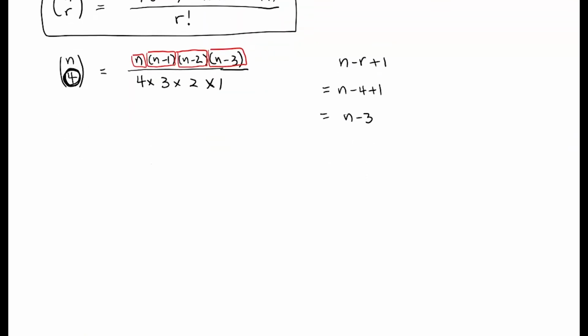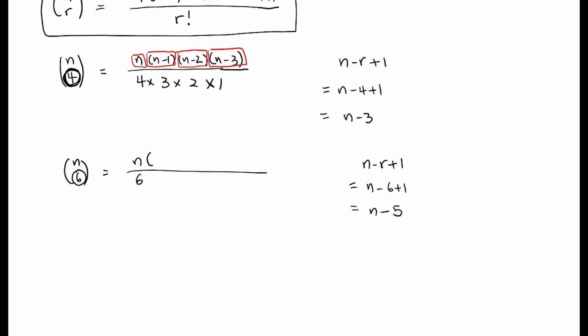Let's verify that with another example. Let's say now I want n choose 6. Now we're going to write it as a fraction first, n over 6. Now for n choose 6, n minus r plus 1, where r is 6, is n minus 6 plus 1, which is n minus 5. Now I've already told you that if this is a 6, I'm going to have 6 factors in the numerator and 6 factors in the denominator. Let's see if it is indeed the case, and see if we end at n minus 5.